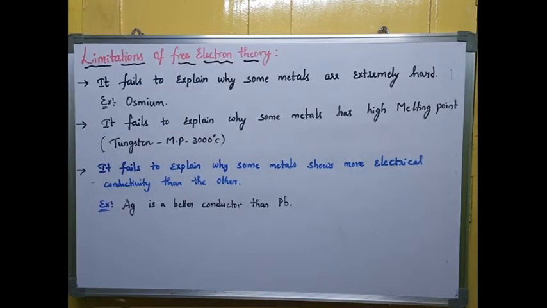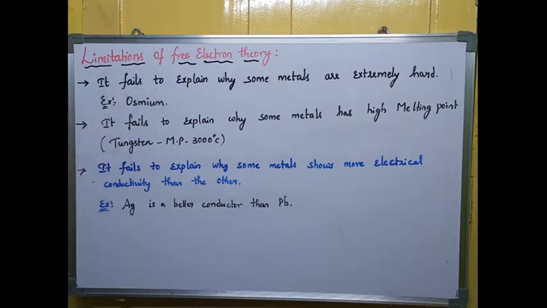Next, coming to the limitations of free electron theory. Okay, this theory fails to explain why some metals are extremely hard. This theory is telling only that some metals are hard, but why some are extremely hard and why some are extremely weak is not clearly explained. So osmium is a metal which is extremely hard in nature, and that is not clearly explained by this theory.